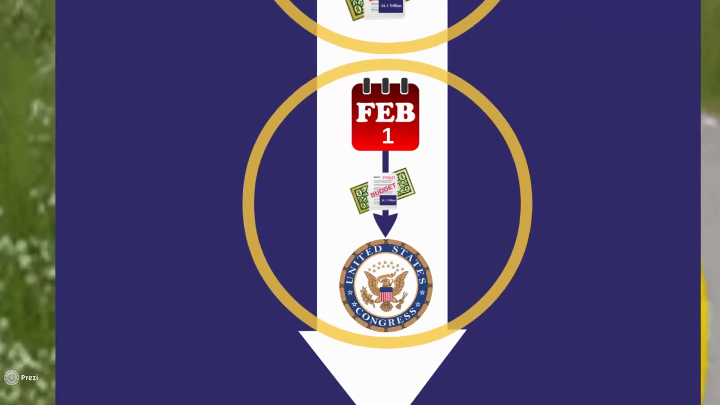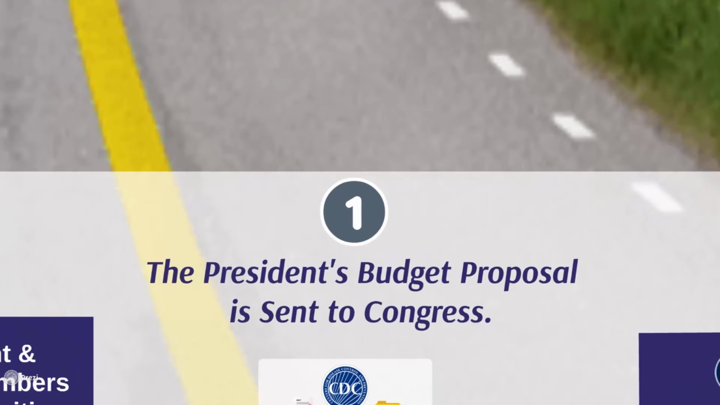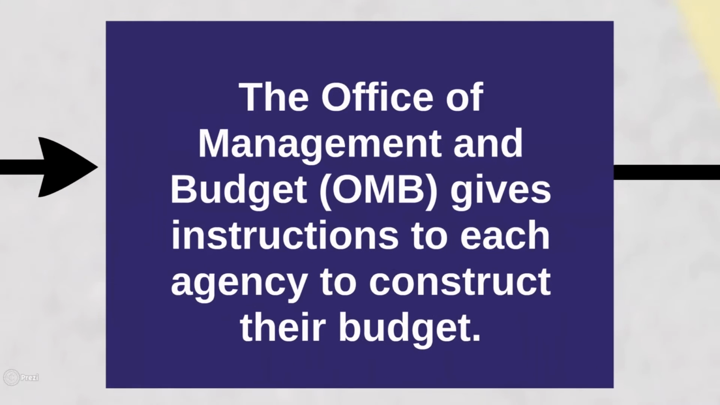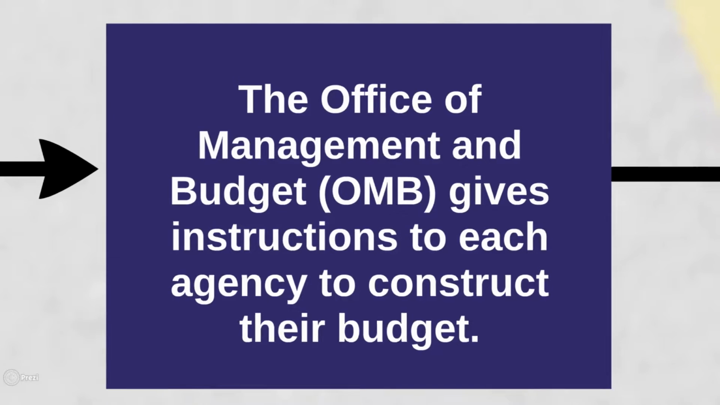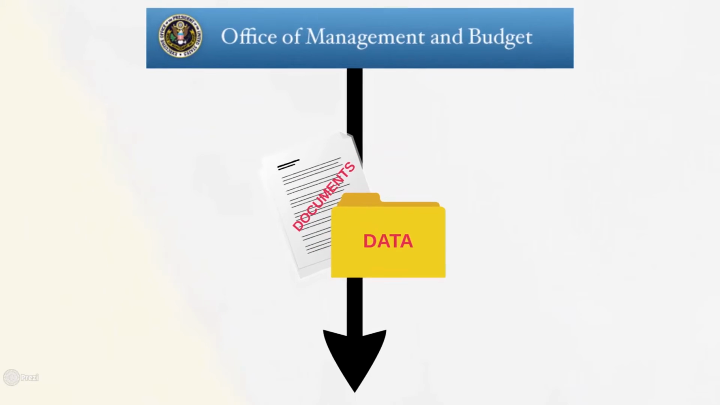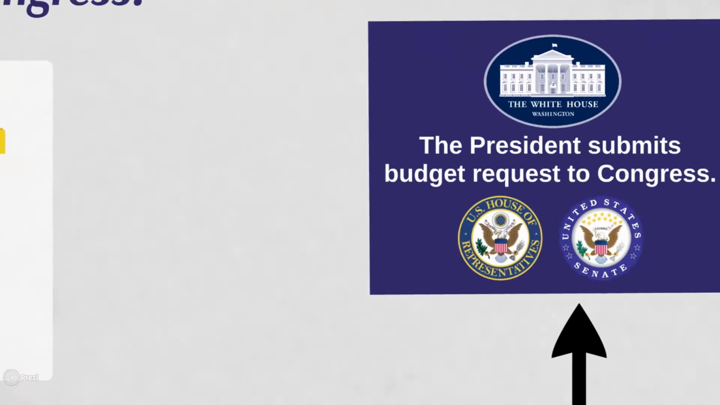So step one, where do the requests in the budget come from? The President and Cabinet members decide policy priorities for each federal agency. Those priorities are given to the Office of Management and Budget, or OMB, which then gives instructions to each federal agency on how to construct their budget. So, for example, the Centers for Disease Control and Prevention, or the CDC, submits its own budget request to OMB and defends the request with data or documents supporting this request. The OMB then uses these documents to prepare the President's budget request.